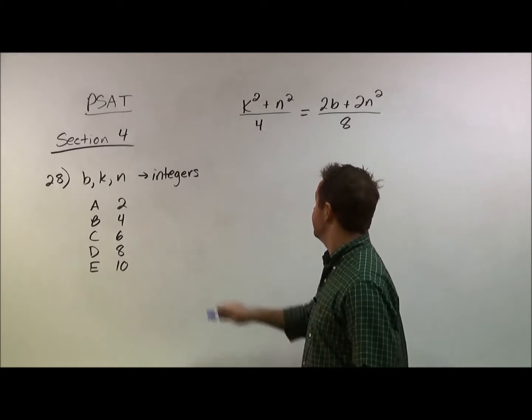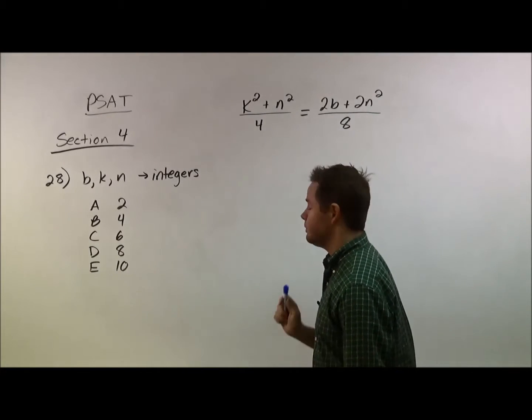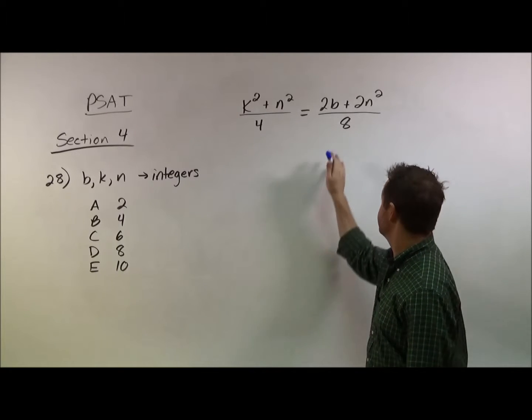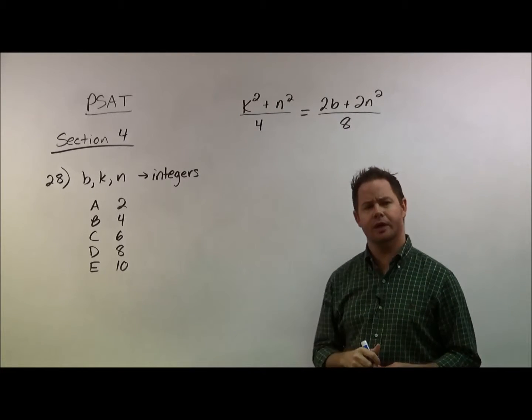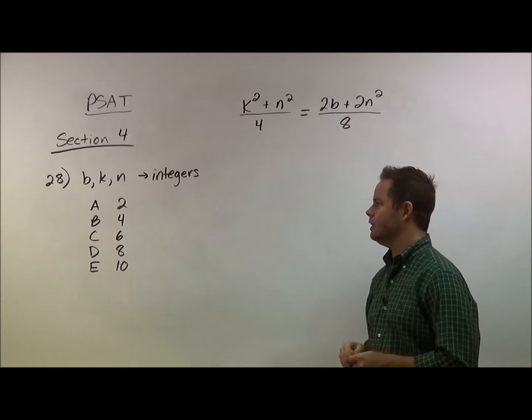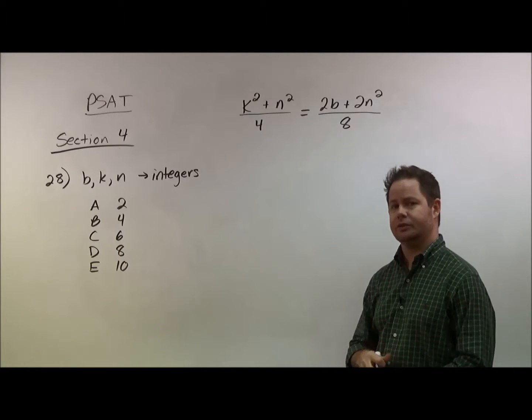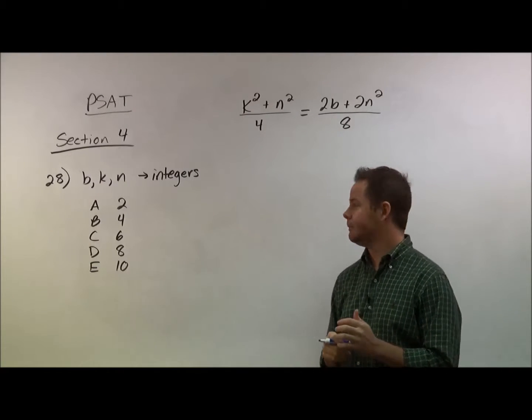So b, k, and n are integers, and they give us this equation, k squared plus n squared over 4 is equal to 2b plus 2n squared over 8. And they want to know a possible value for b. So let's take a look and see if we can figure that out.